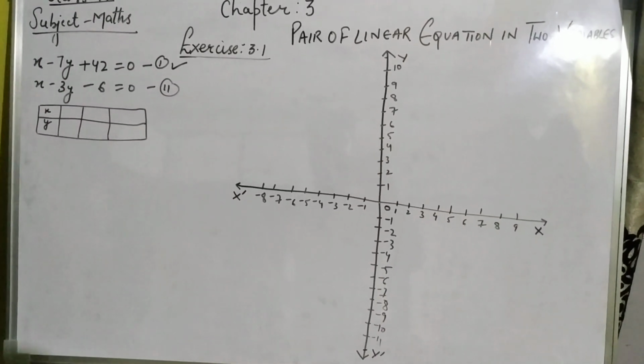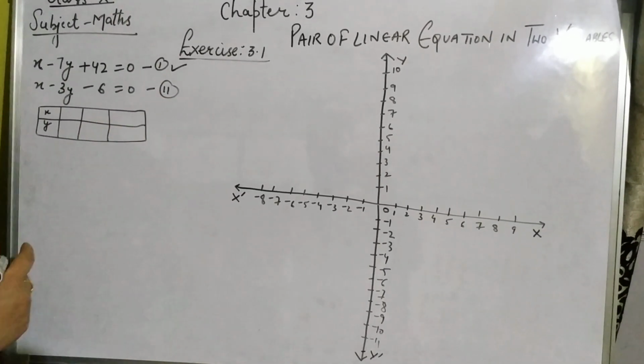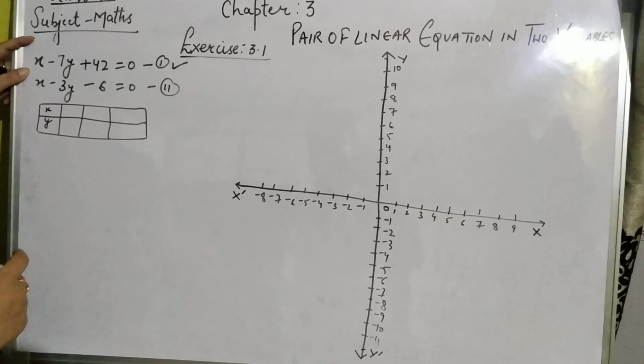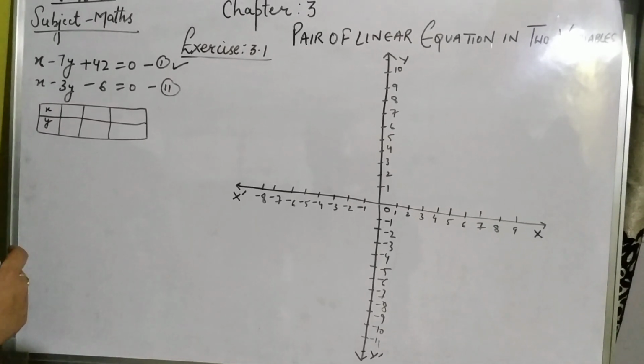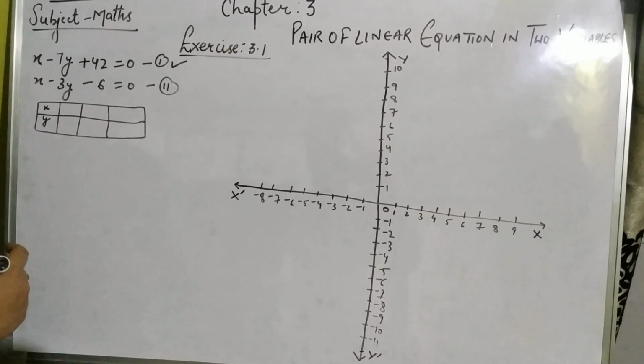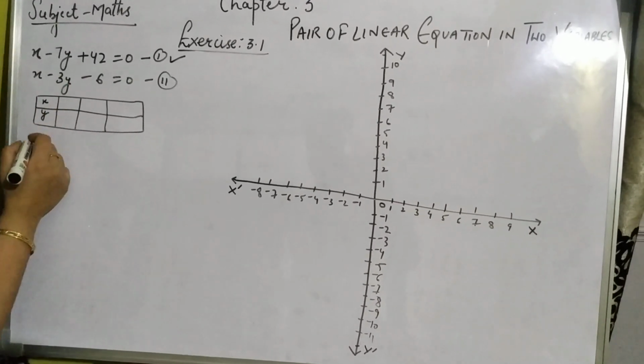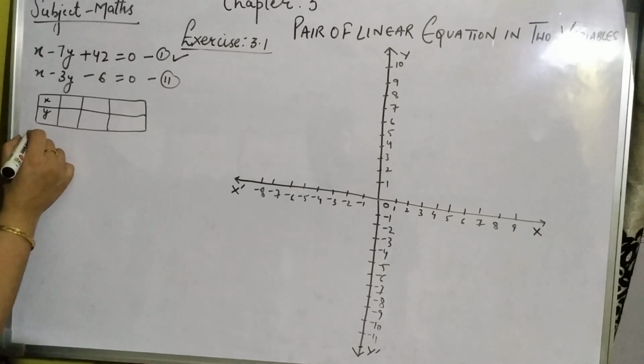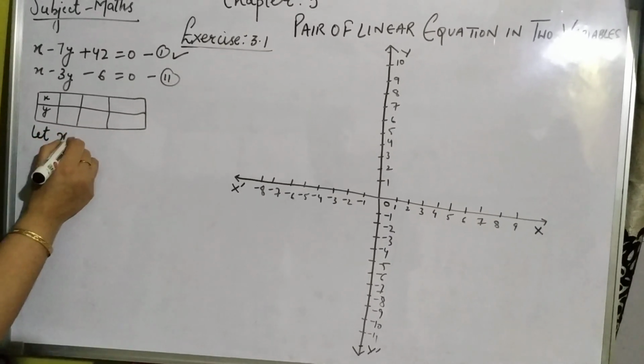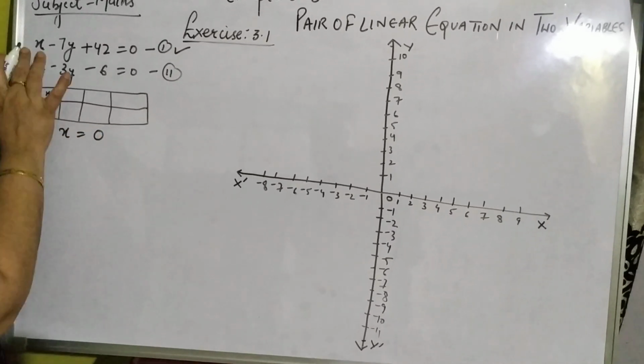Now in class 9th, you know how to draw the graph of the linear equation in two variables. We have to put the value of one variable and we will get the value of the other variable. We can put any value. So from the first equation, let x is equal to 0, right?